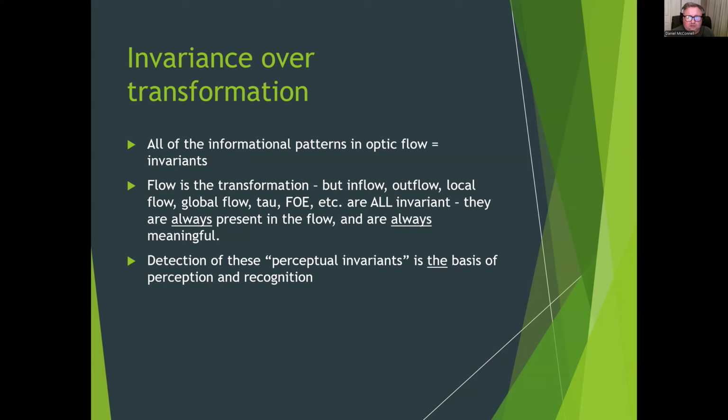And the claim here ultimately from the ecological approach is that what we really are doing is detecting these so-called perceptual invariants. That is the invariant patterns embedded within the transforming optic array, right? And that is really the true basis of perception and pattern recognition, and how we perceive objects is by perceiving objects and events together. And well, there we go. We've wrapped up event perception.